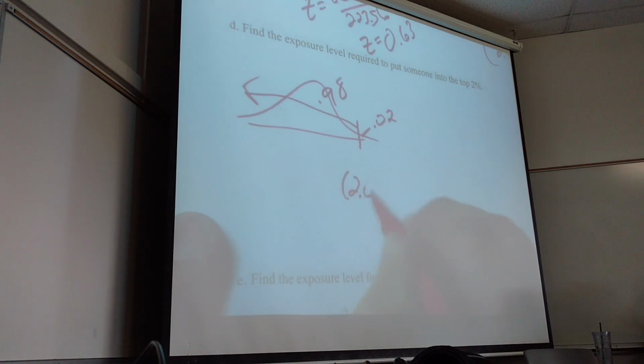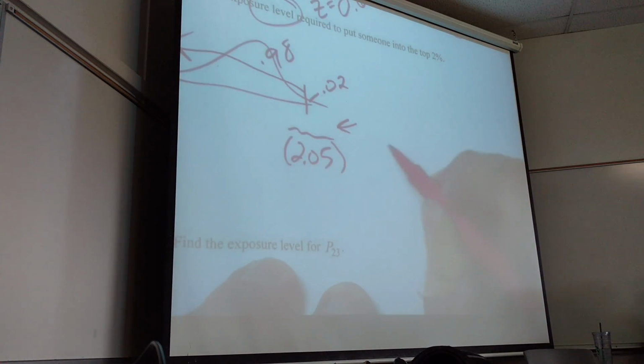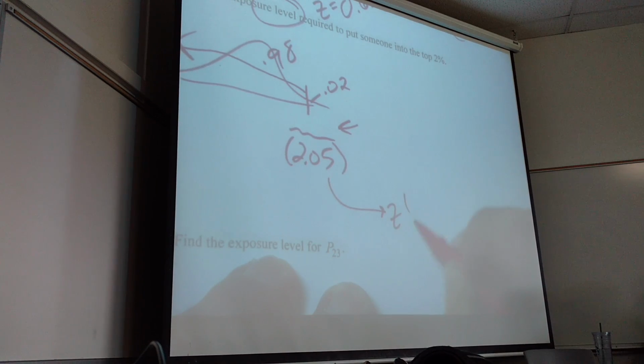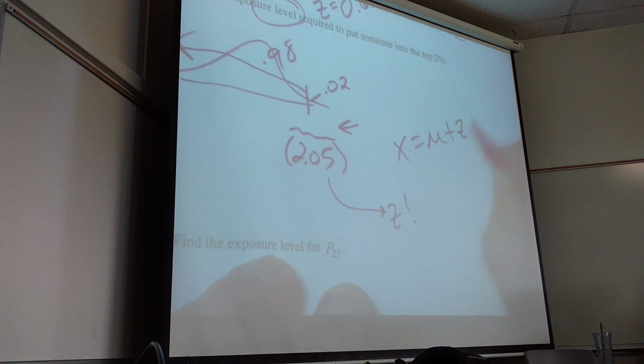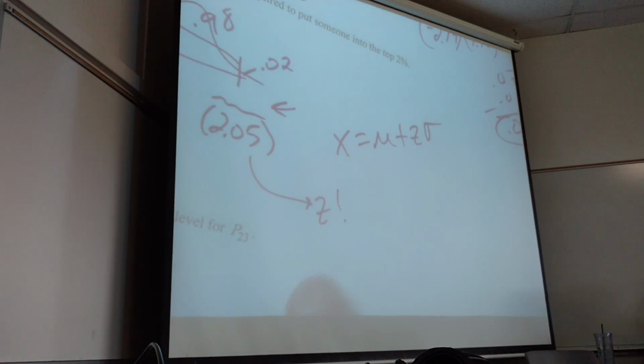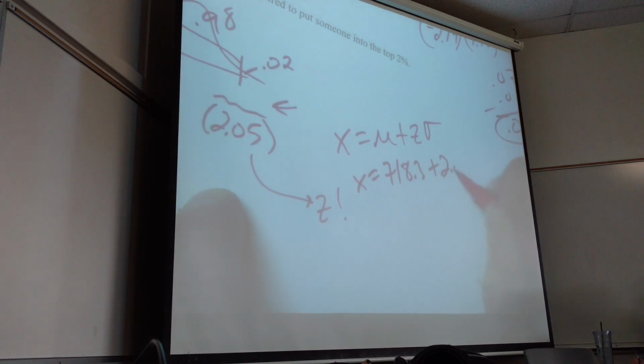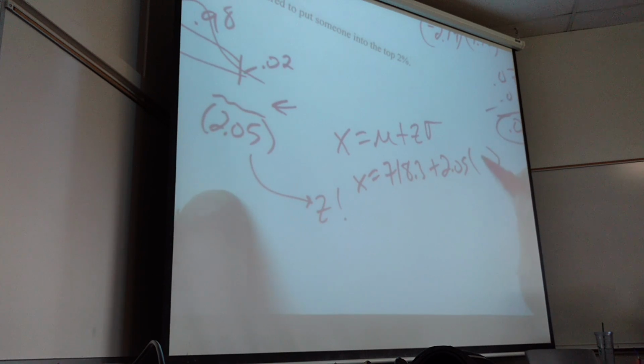Now, is that my answer? No. I want the level. So I need this number here that's missing, X. So I use my backwards formula. If I know the z-score, which I do, and I know the mean and the standard deviation, I can find my data point. So to get to my data point, I start at the mean, which was 718.3, and I go 2.05 steps. What was the standard deviation? 223.5 per step.